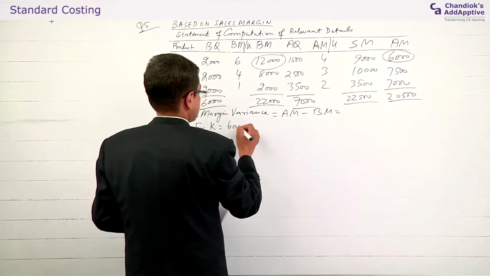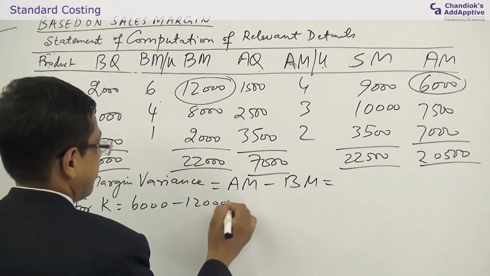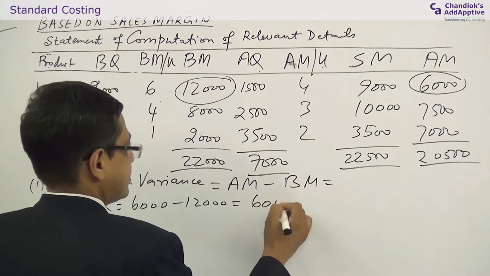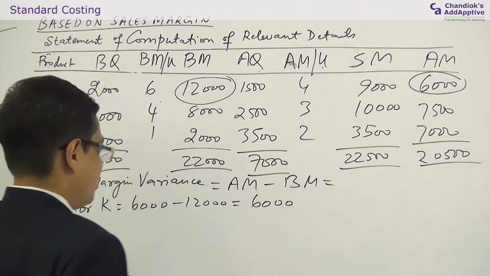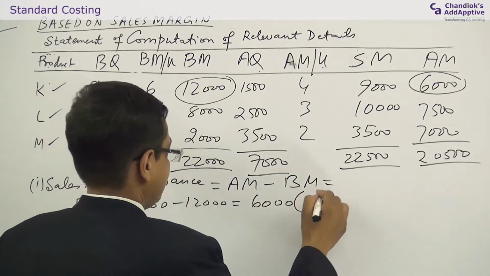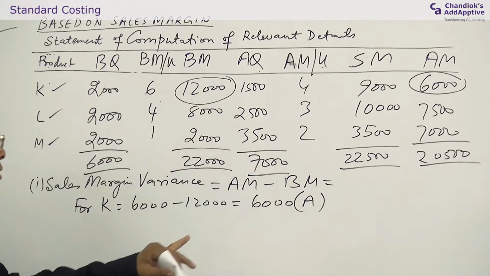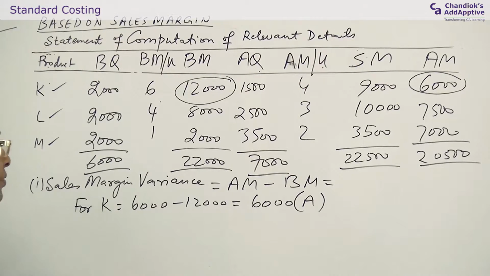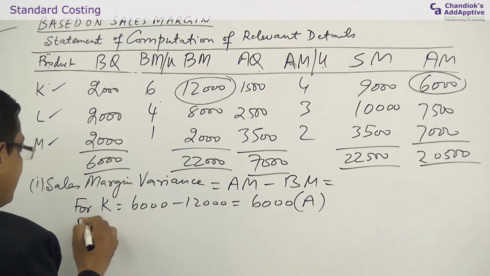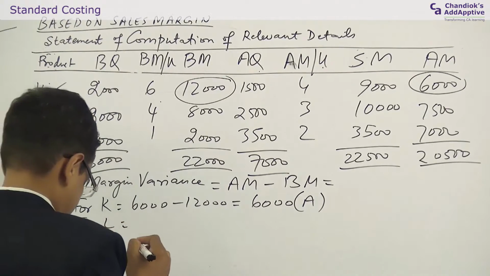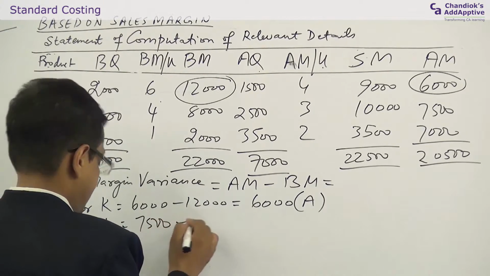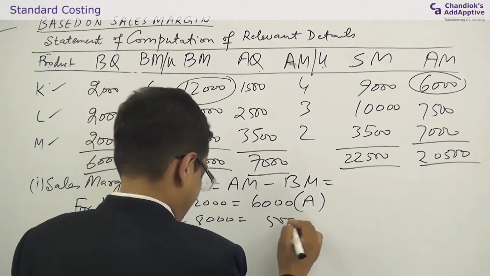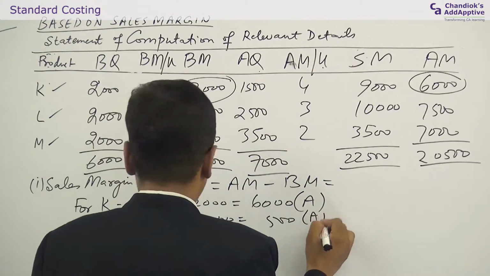So, it is 6000 minus 12,000, therefore, you have 6000. Tell me whether it is favorable or adverse. It is adverse because the budgeted was 12 and you have done 6. So, you are below the line, right. For L, it is 7500 minus 8000, that is 500 adverse.